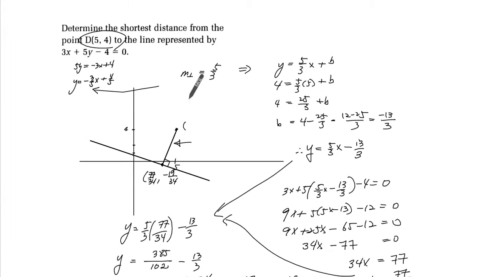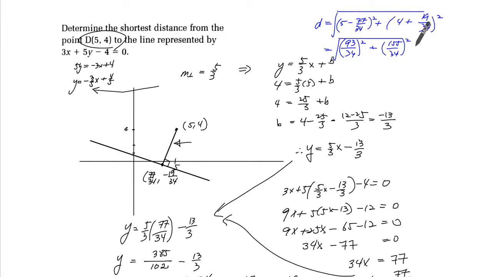And this point was, of course, 5 and 4. So what is the distance? Let me do it here. It's the difference between 5 and 77 over 34, and the difference between the 4 subtract, so it's going to be plus 19 over 34. Okay, so 5 times 34.